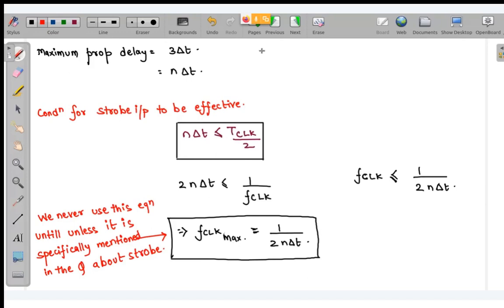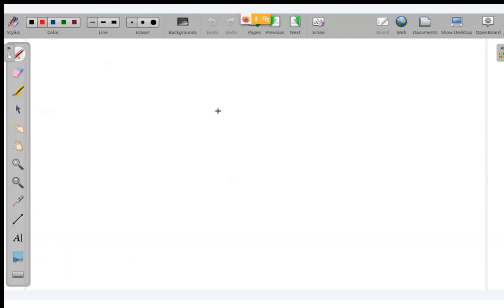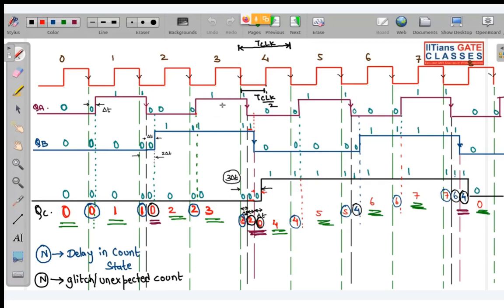If there is no strobe input, listen very carefully, then we don't have the restriction that we only need to count in the positive level. In one clock cycle I need to count the states. Suppose we have this del t, and if this 3 del t exceeds the TCLK, what will happen? This transition which was taking place over here will now take place something like this, because your 3 del t is greater than TCLK.